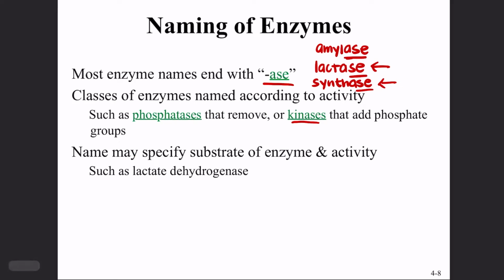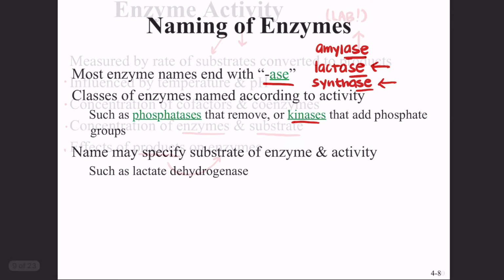A quick blurb about the naming of enzymes. Most enzyme names end with "ase." Some examples are shown on the next slide. Amylase, lactase, synthase, and they oftentimes tell you what they do, sometimes they don't. For example, lactase enzyme digests lactose, which is what individuals who are lactose intolerant are missing.